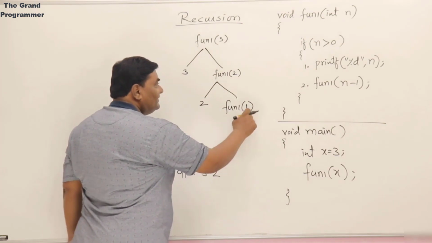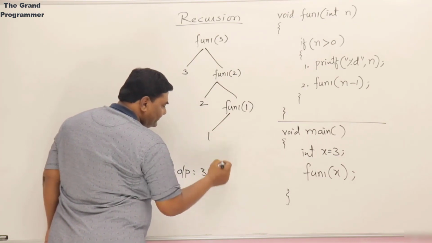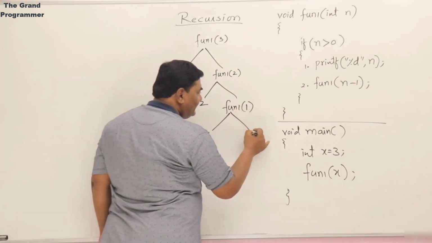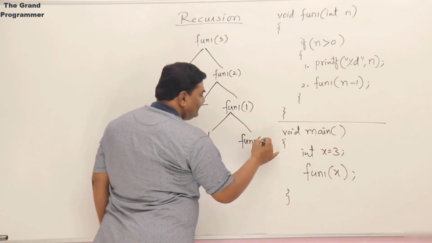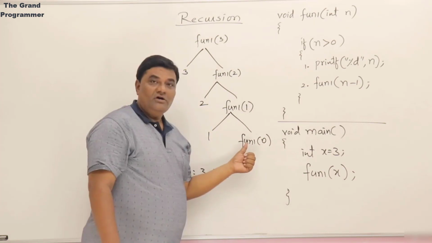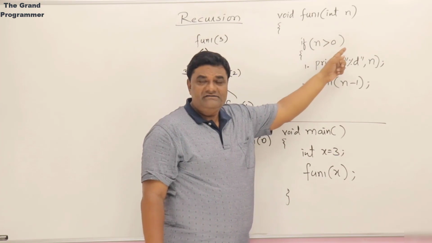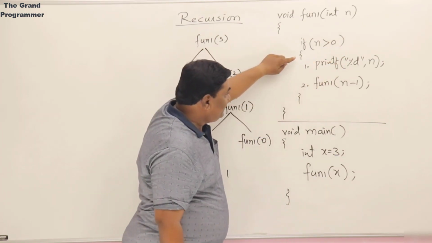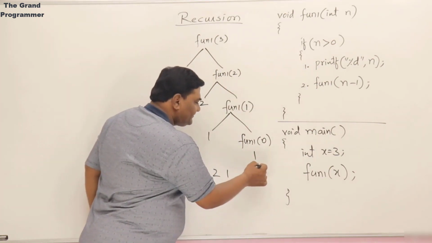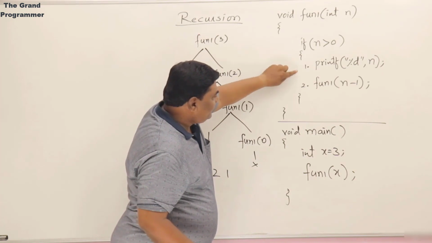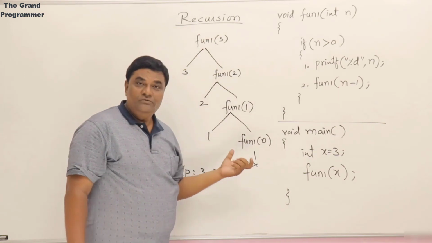So fun1 with 1. 1 is greater than 0. Yes. So perform two things. First step, print 1. So in output we get 1. Then the second thing is call for 1 minus 1. So fun1 of 1 minus 1 is 0. Now fun1 of 0: n, that is 0, greater than 0? No, it is not greater than 0. It will not enter inside, so it will not perform these two steps and it does nothing. So no printing and no calling, and it will come out of the function. So this call doesn't do anything.